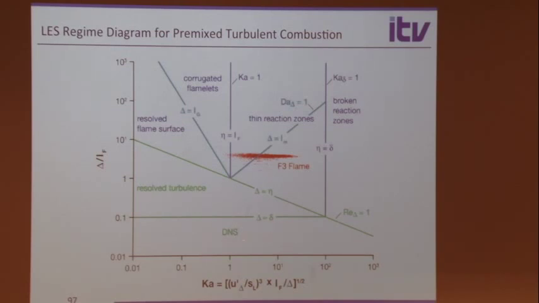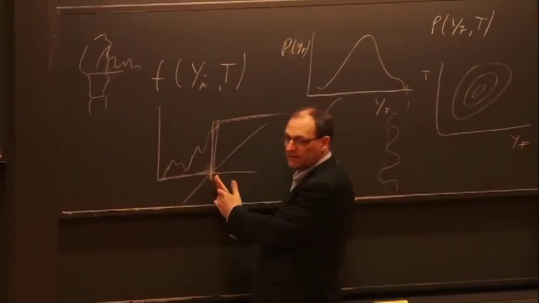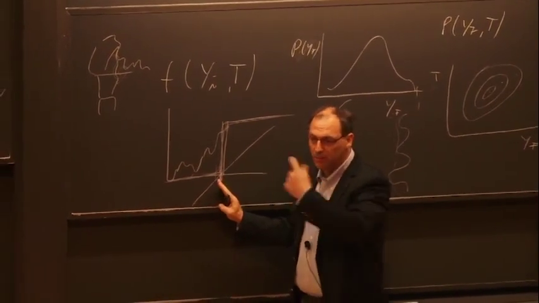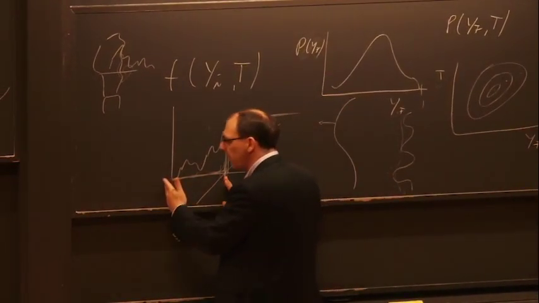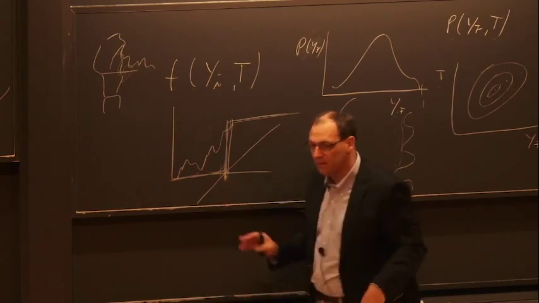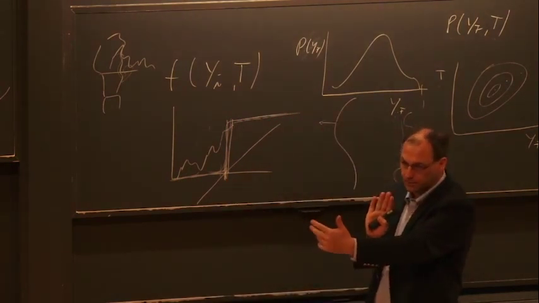If I go below this line here, then my filter size or my mesh is smaller than the inner layer of the flame thickness. So here I resolve both the turbulence and the flame. So this is the real DNS, just in this region here. And then this line here is interesting because we said in the thin reaction zones regime, the flame is not infinitely thin because the turbulence mixes in the preheat region. So the turbulence broadens the preheat region.